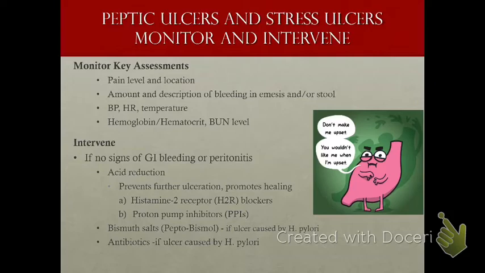So the interventions, if you're not bleeding or infected yet, you just have an ulcer, you have existing cues, then it's acid reduction. Same as GERD. Get rid of the acid with the H2 blockers or the PPIs. Pepto-Bismol, because of the H. pylori, if it's a bacterial infection.